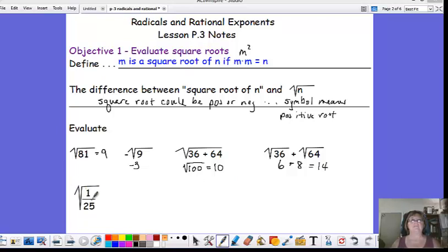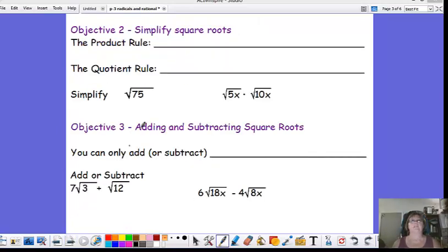Here we've got the square root of a fraction, and some of you will remember from the other day that means we're talking about the square root of the top over the square root of the bottom, or 1 over 5 in this case. 1/5 is that square root. So that's some radical simplification. Next we're going to talk a little bit about multiplications and divisions with radicals.